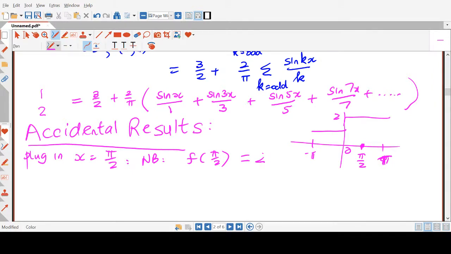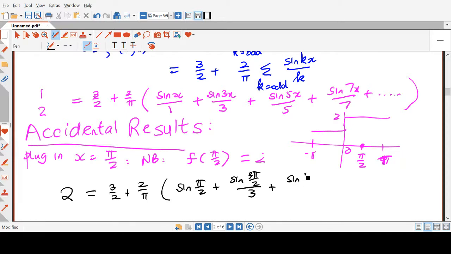Right, now let me milk that for something. So the left-hand side will be 2. The right-hand side is 3 over 2 plus 2 over pi into, remember I said put x equals to pi over 2, it will be sine pi over 2 plus sine of 3 pi over 2 all over 3 plus sine of 5 pi over 2 all over 5 plus sine of 7 pi over 2 all over 7 plus blah blah blah up to infinity.